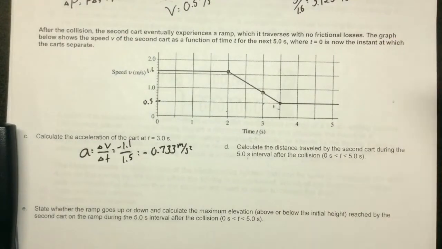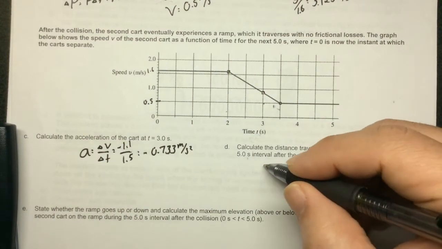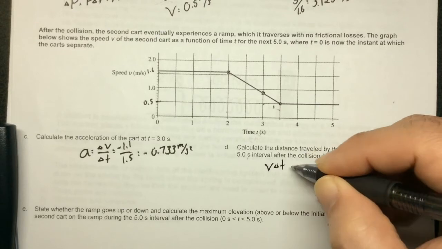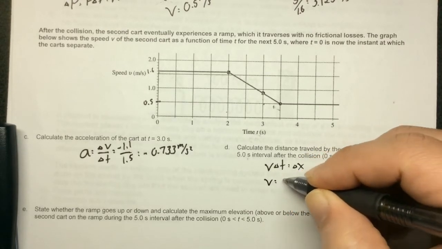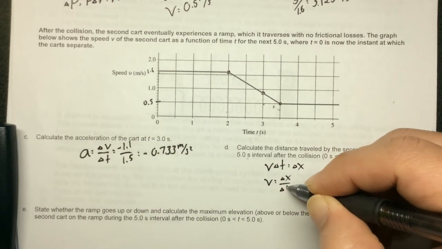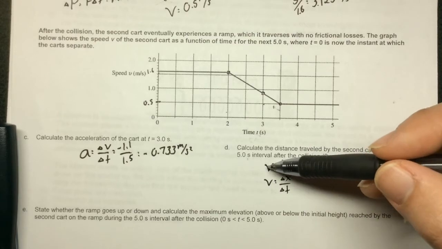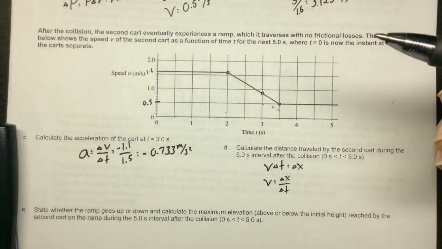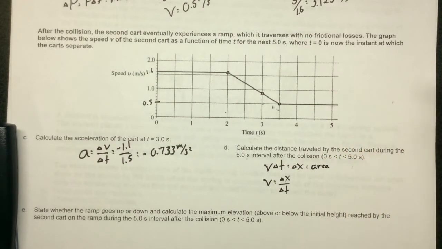Now, for the next part, it says calculate the distance traveled by the second cart during the 5-second interval, so the whole thing. And we want distance, and we know that if we take a velocity and multiply it by a time, we should get a change of position, because velocity is just change in position over a change in time. Now, our velocity does change here, but velocity times time is going to be the area of this thing. So if we want to find the change of position, we should probably be looking at the area.